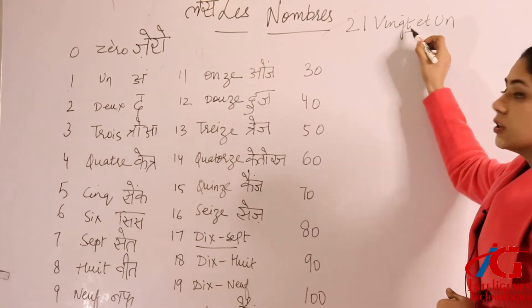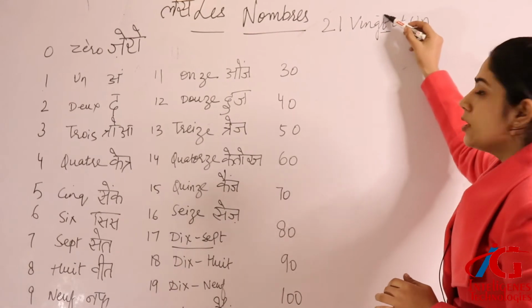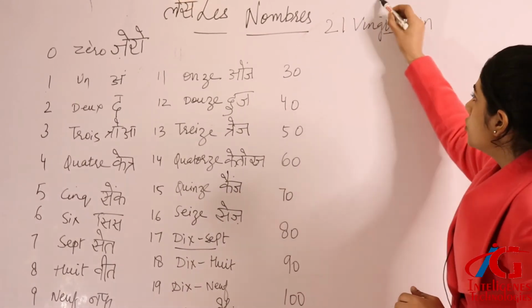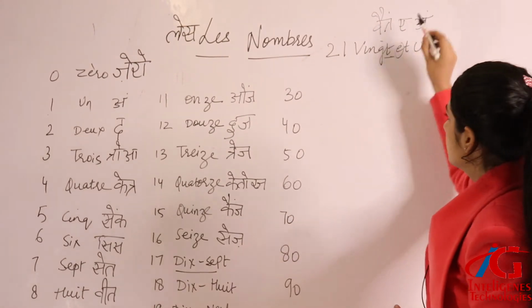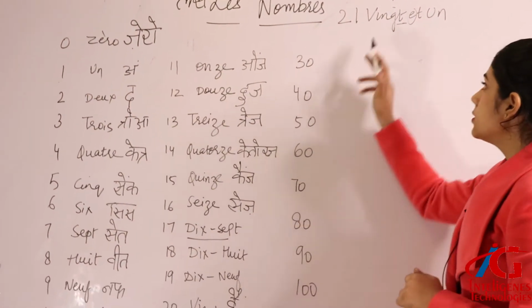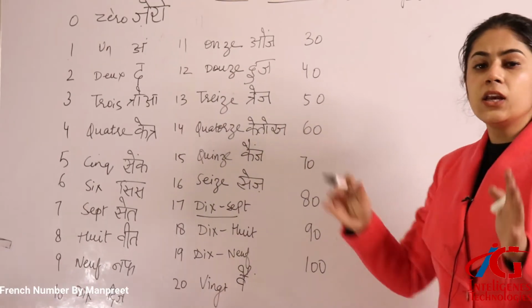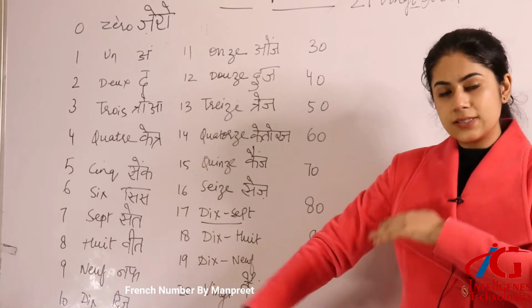It should be vingt et un. Why are we pronouncing T over here? Because this is a vowel. So it should be vingt-et-un. 20 is only vingt. This is vingt et un. Then 22 would be vingt-deux, vingt-trois, the same way.